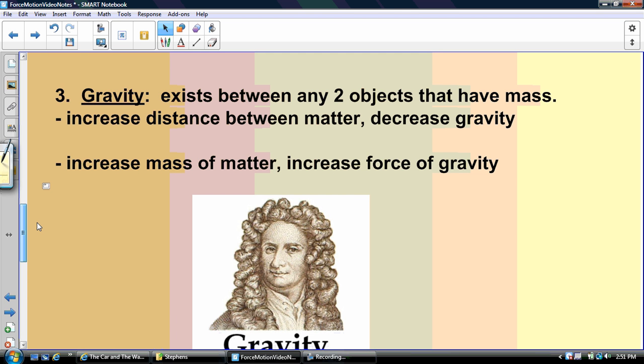That's why Jupiter, the largest planet in our solar system, has the most mass. It also has the greatest force of gravity, except for our sun. Our sun contains 99% of the mass in our solar system. Only 1% was left over for the planets. So our sun has the most force of gravity, and that's why all our planets orbit around the sun.